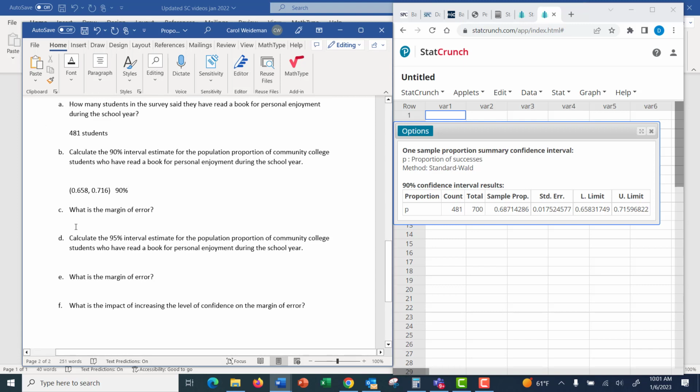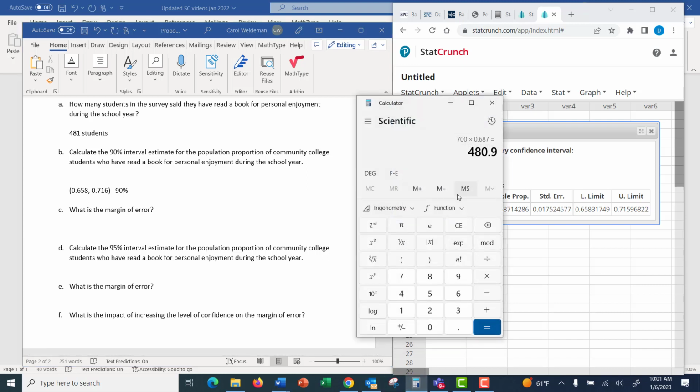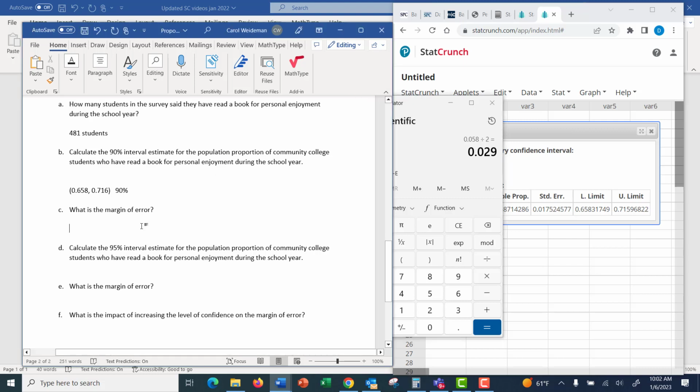All right, now I want to know the margin of error for that interval. So remember how we did that before? We took the upper bound on our calculator. So 0.716 minus the lower bound, which was 0.658, and divide by 2. So ME here is equal to 0.029.